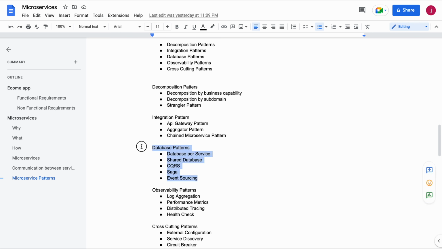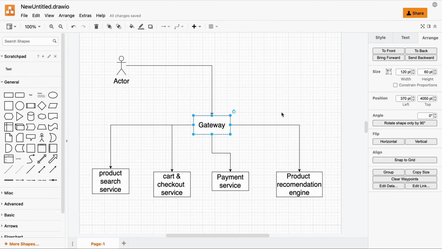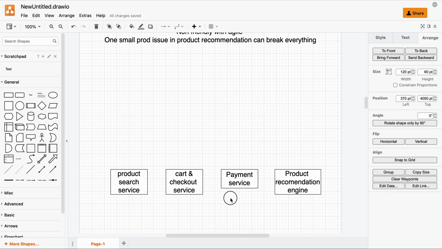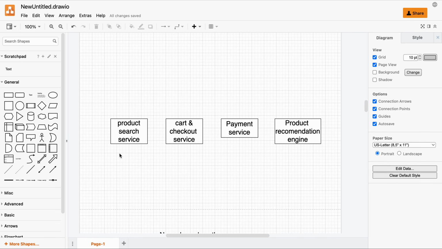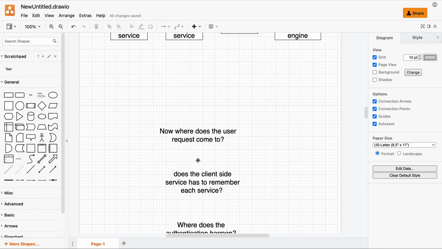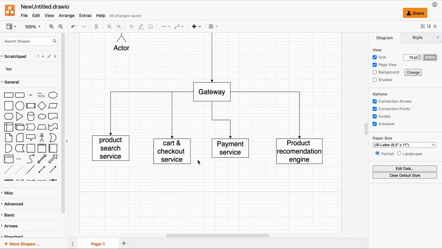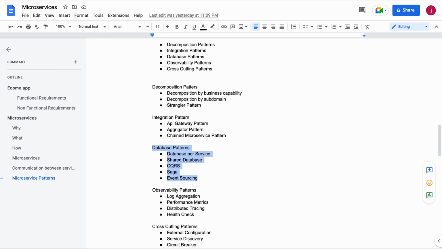So database patterns. This is a whole world in its own actually. You might have noticed that after dividing the services, I haven't specified the database. There are a lot of things going on with the database in microservices. I would come back to this one.